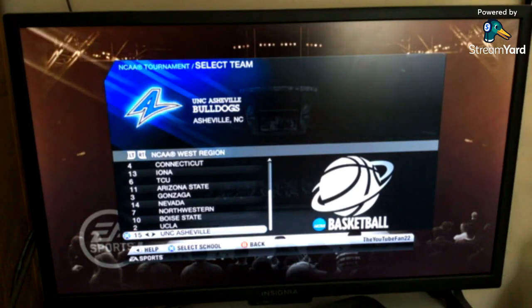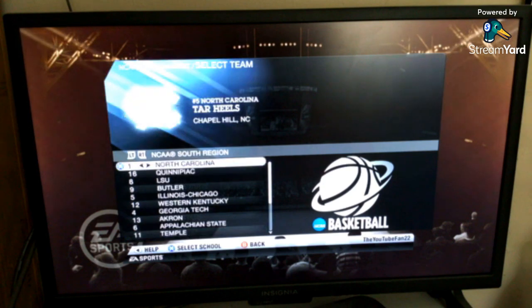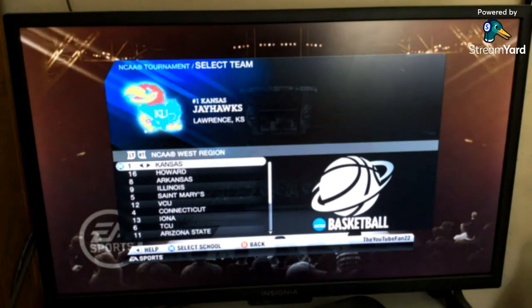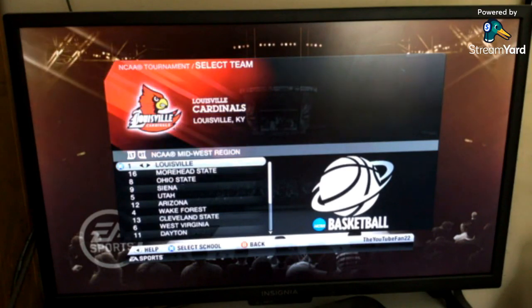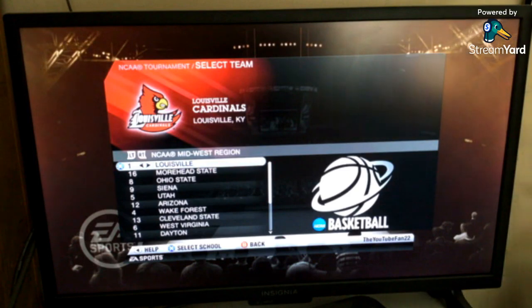All right, that is the West region. Now we move on to the Midwest region. Midwest region, the first one is Houston. Houston is the first one in.